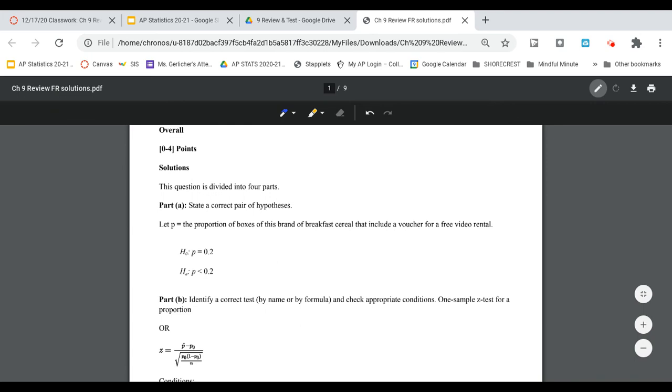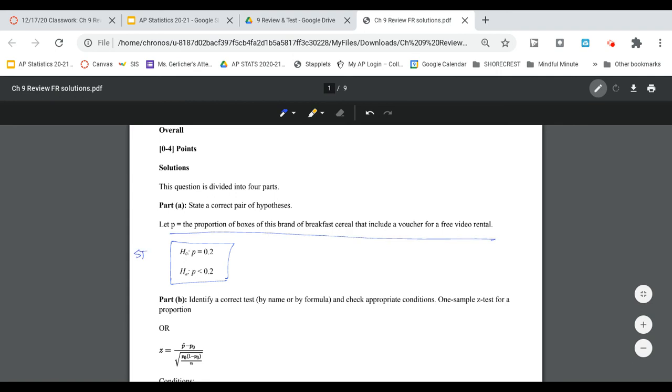With these problems, this is actually how the College Board grades it, and they don't always grade every little detail. Some of the things, especially the things that they felt like were just obviously stated in the problem, they don't bother grading. So for part A, the state part, here's your H0 and your Ha. They do need that. And then they do want you to define your parameter.